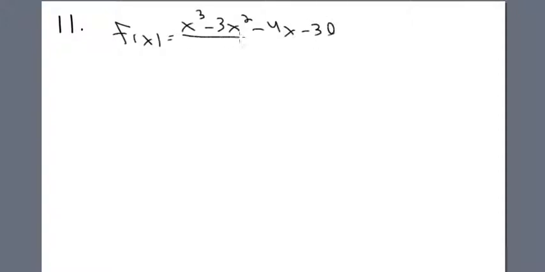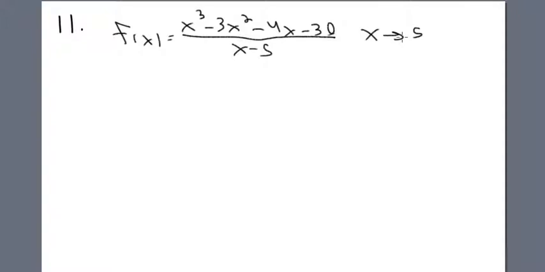This one gives us a cubic, f of x equals x cubed minus 3x squared minus 4x minus 30, all over x minus 5. And we want to know as x approaches 5.